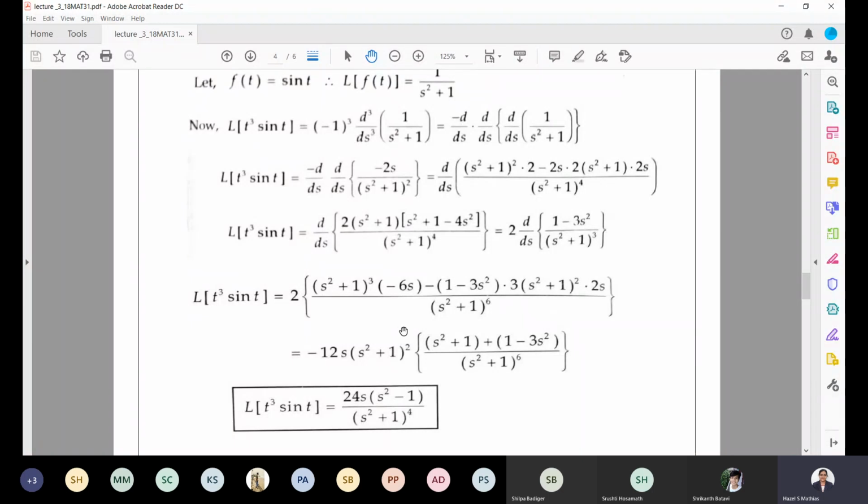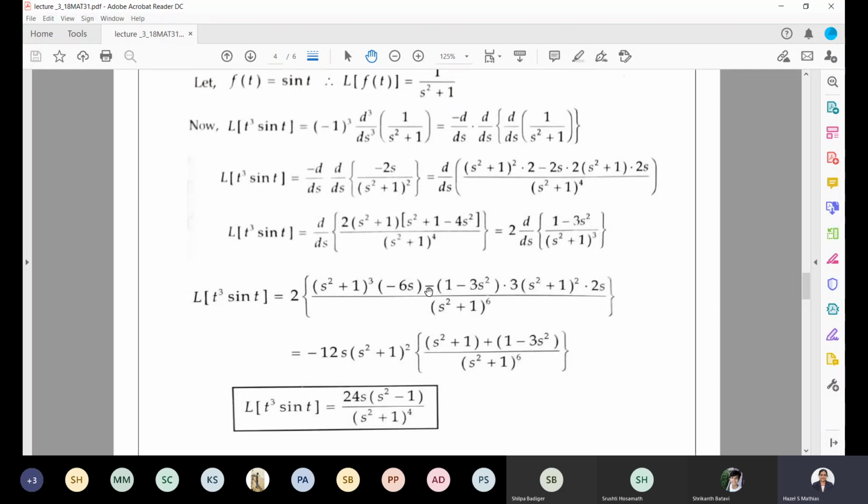Now simplify the terms whichever possible. s square plus 1 whole cube and s square plus 1 whole square is there. So you can take out s square plus 1 whole square outside. Also there is the term minus 6, 3 2s are 6, so you can take 6 outside. So 6 into 2 will become 12. So minus also taken outside, it will become minus 12s. So whatever is remaining here, I have taken only s square plus 1 square, so one s square plus 1 will remain over here.